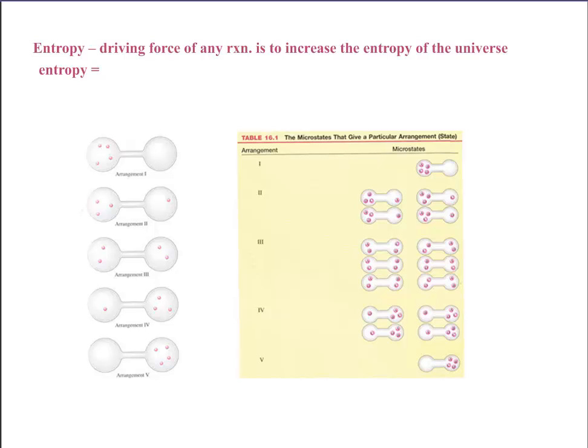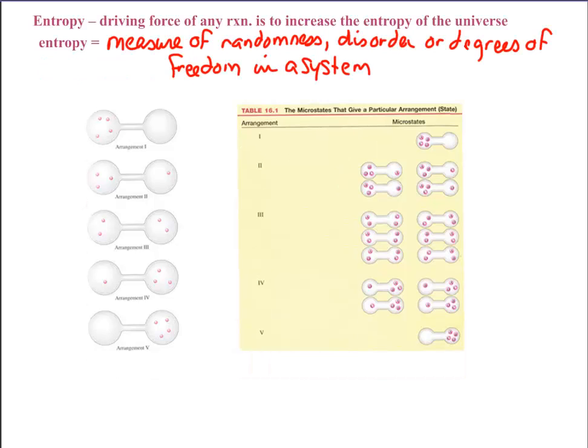The definition of entropy is the measure of disorder or randomness present in a system. So if we take a look at a particular system where we have 4 particles, in arrangement 1, we have all 4 particles on one side. So we essentially have 1 degree of freedom in terms of their position relative to each other.